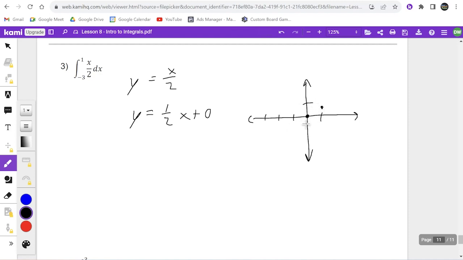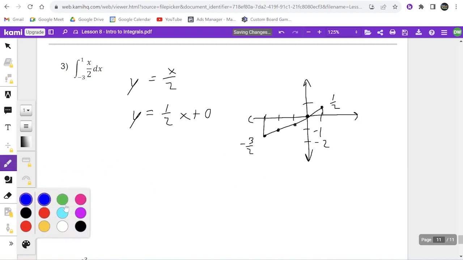0 is 0. Then if that's negative 1, it's negative 1/2, negative 1. And if this is negative 2, I get all the way down to negative 3/2. In other words, this y value right here is negative 3/2. And the way I know that for sure is because you can plug in negative 3 into the function. You're going to get negative 3 over 2, aren't you? Same thing goes for positive 1. You plug in positive 1, you're going to get 1/2 right there. And so now I got to find the area of these two triangles here and there.